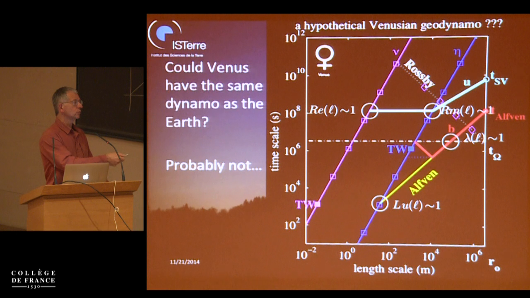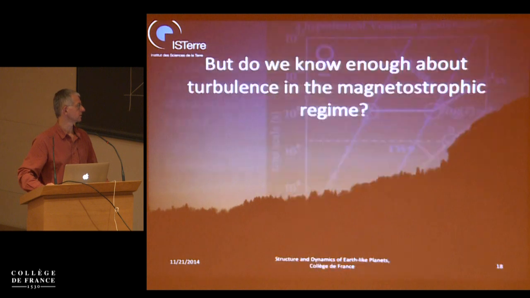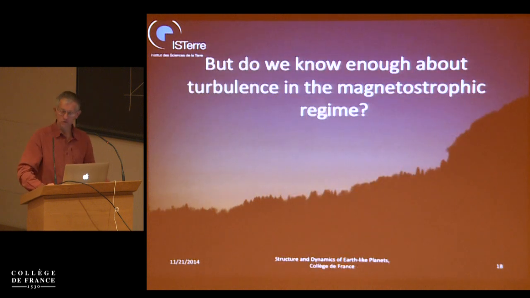Which doesn't prevent, I mean, if you look at the numbers I've put here, you still have a very small Ekman number at the integral scale, just that we cross in these cascades the day scale at much longer time scales. But do we know really enough about turbulence in the magnetostrophic regime, the one I just described, where you have strong rotation and strong magnetic field? Well, probably not.